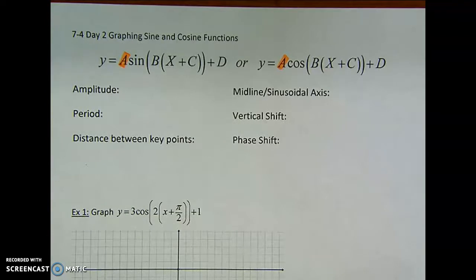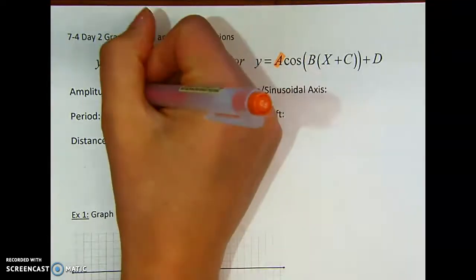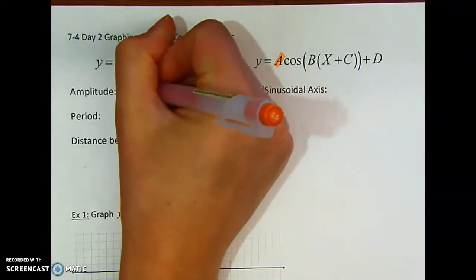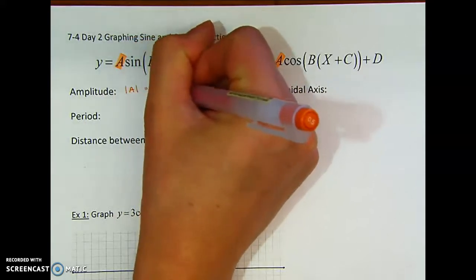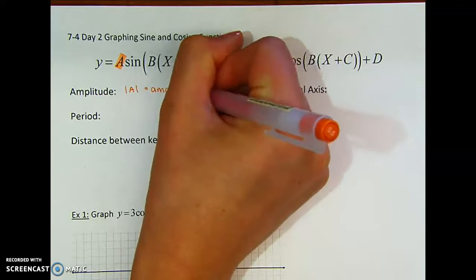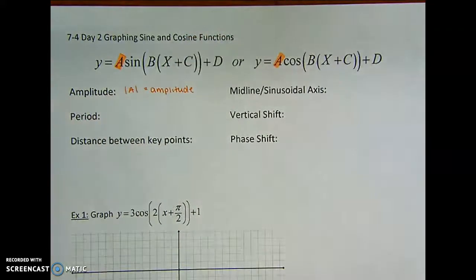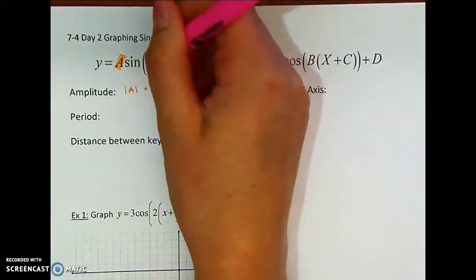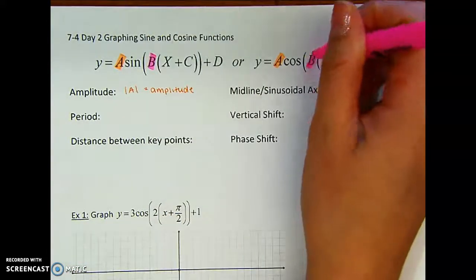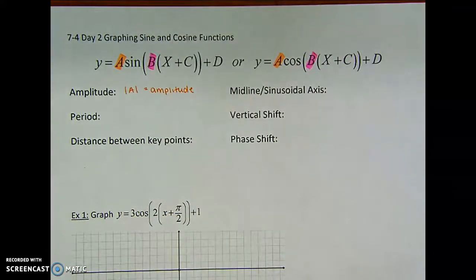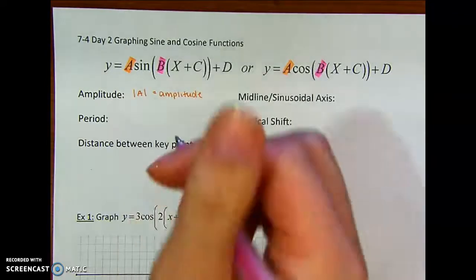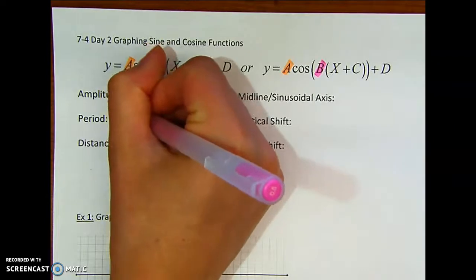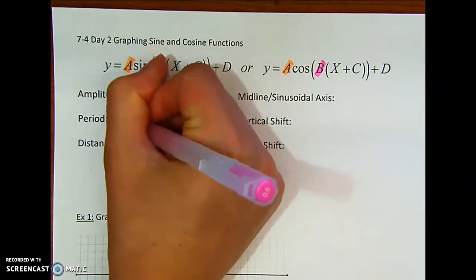A, if you remember, is the amplitude. Technically, it's the absolute value of A. That'll give us the amplitude. The B value, so when we're multiplying inside the parentheses by a B value, is going to be the period. It's going to give us the period. To get the period, we take 2 pi and we divide it by that B value.